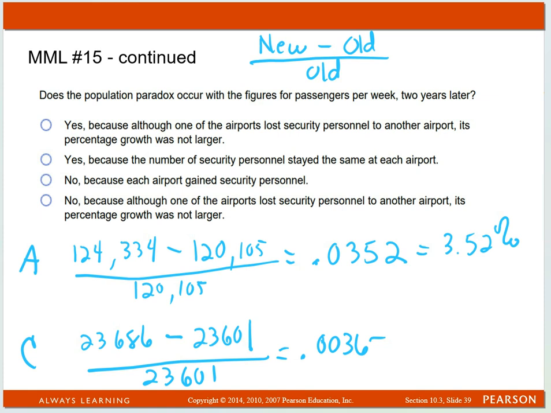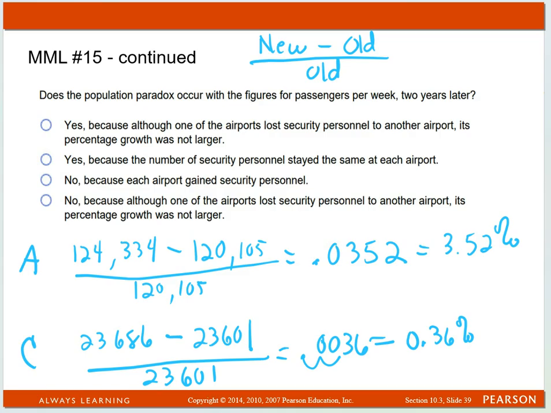Okay, so this is really 3.52%. And this is only, if you move the decimal 2 places, 0.36%. C is not growing fast at all. A is growing a lot faster.